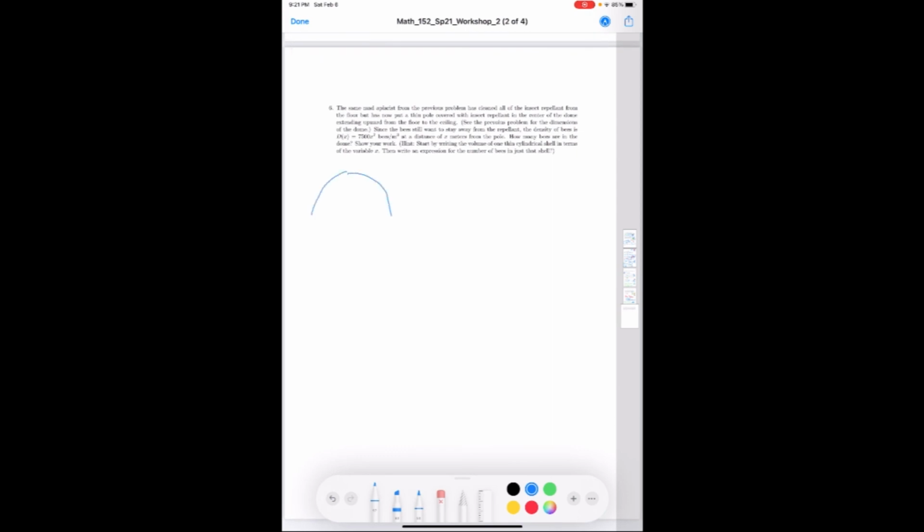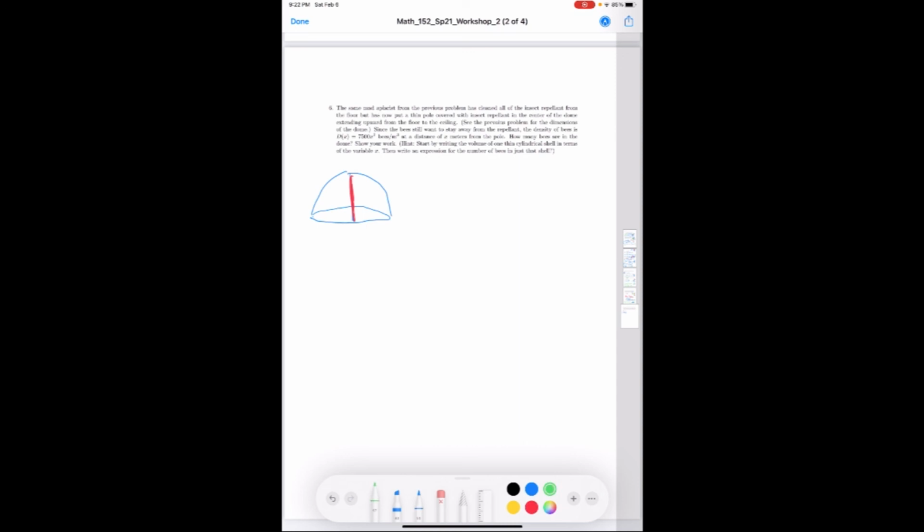This problem, what we have for the dome is, it's the same dome, but the insect repellent is here. I'll put this in red for poison. So that's where the insect repellent is. So instead of the bees wanting to stay away from the bottom of the dome, now they want to stay away from the center of the dome.